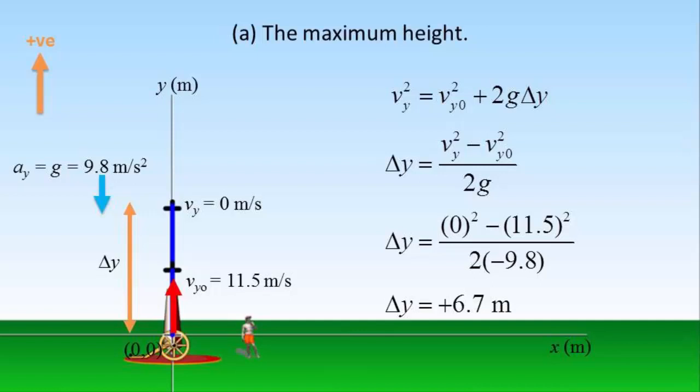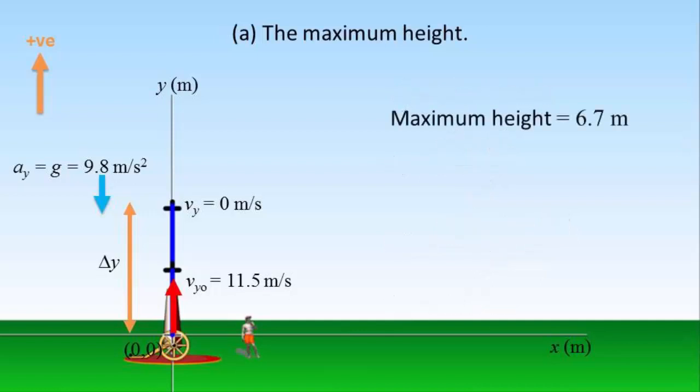Notice that the answer is positive, indicating that the maximum height is above the origin in the positive y direction, as we would expect. So while the maximum height is 6.7 meters, what is the total displacement of the projectile in the vertical direction?